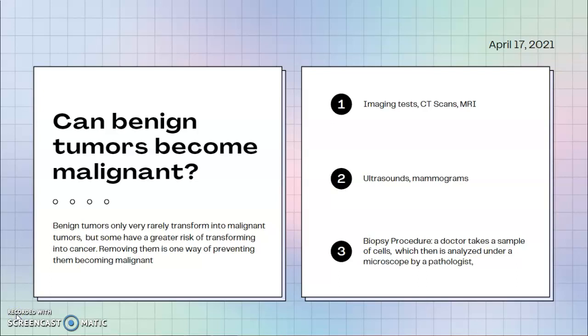Some common screening tests used to diagnose cancer are imaging tests, CT scans, MRIs, ultrasounds, and mammograms. However, the only definitive way to know of the presence of a cancerous tumor would be through a biopsy, which is a procedure in which a doctor takes a sample of cells from that tumor, which is thereafter analyzed under a microscope by a pathologist.